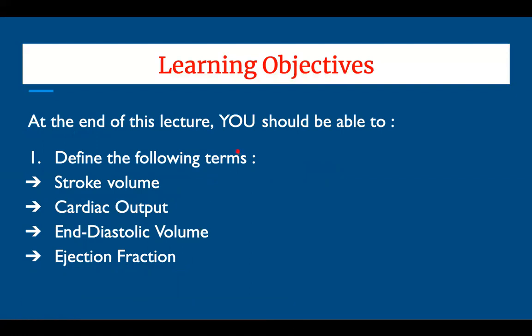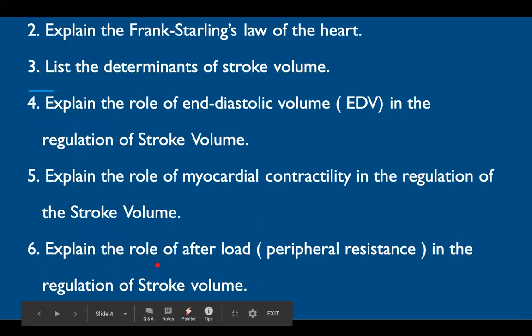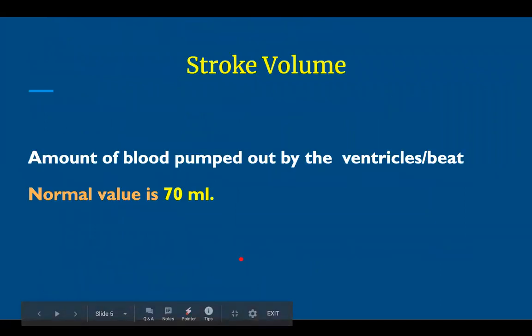So the learning objectives for the session are that at the end of this lecture, you should be able to define the terms stroke volume, cardiac output, end diastolic volume, end systolic volume, ejection fraction. Then you should be able to explain a very important law, that is the Frank Starling's law of the heart. Not only state the law, but explain it. Then list the determinants of stroke volume. Explain the role of end diastolic volume in the regulation of stroke volume. Similarly, explain the role of myocardial contractility and afterload or peripheral resistance.